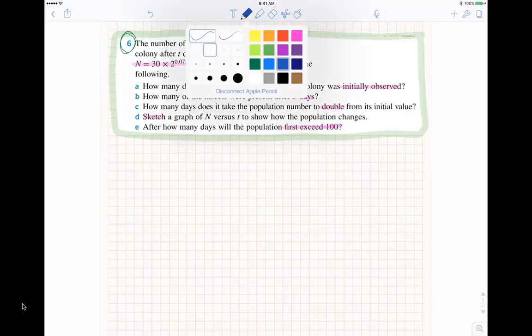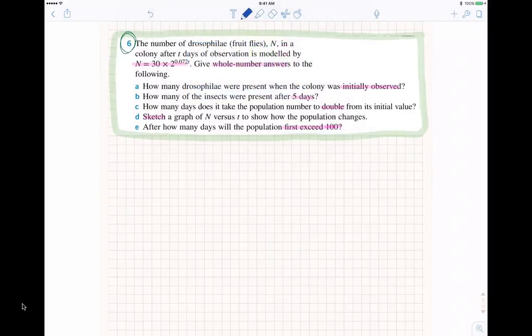So if we're finding out when the colony was initially observed, that means we have to let t equal 0. If we let t equal 0, we have n equals 30 times 2 to the power of 0. 2 to the power of 0 is 1, which means we have 30 times 1, which is just 30 flies. Sorry, I should have let that n be n0 because we're finding the initial amount.